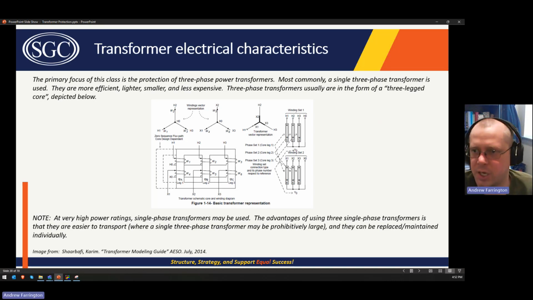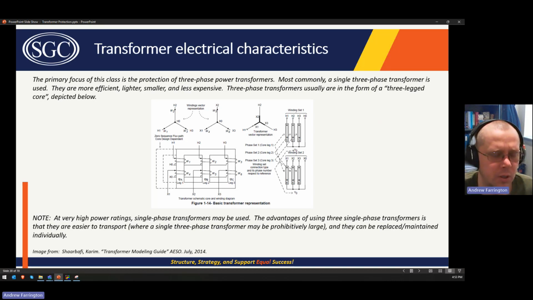The primary focus of this class is going to be the protection of three-phase power transformers. Most commonly, it's a single three-phase transformer in one tank. And there are instances where there's 3 single-phase transformers that have the windings made up outside of the transformer tank. That was done much more commonly a while ago. Now they're almost all in the same tank. It's more efficient that way.